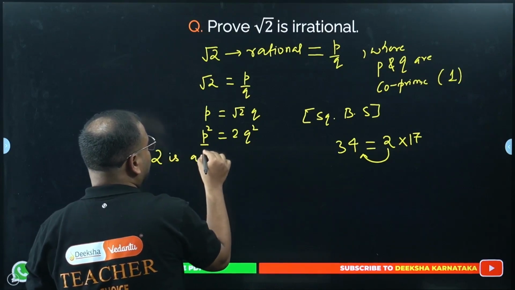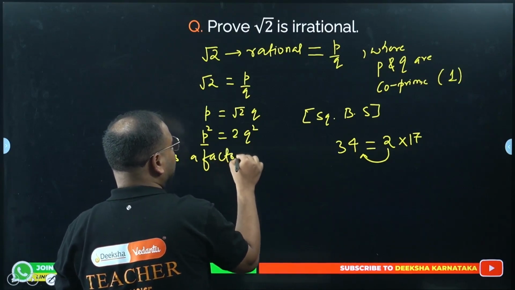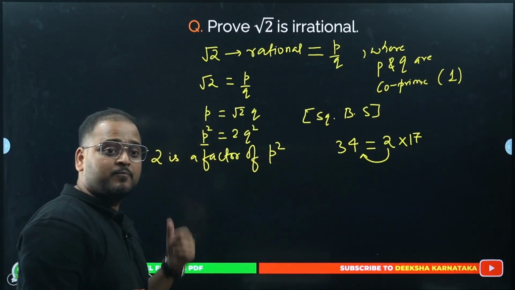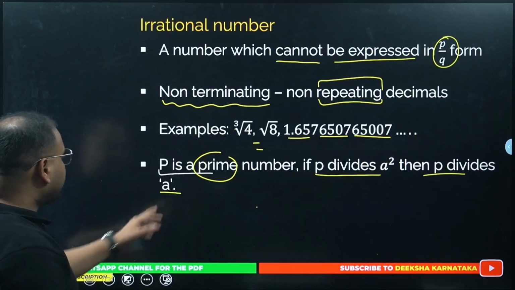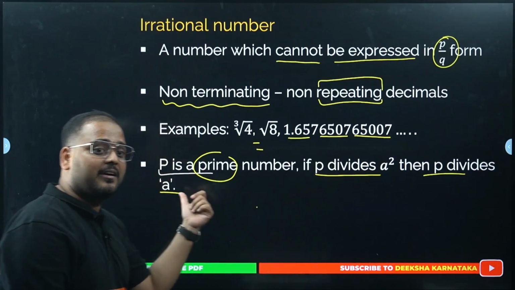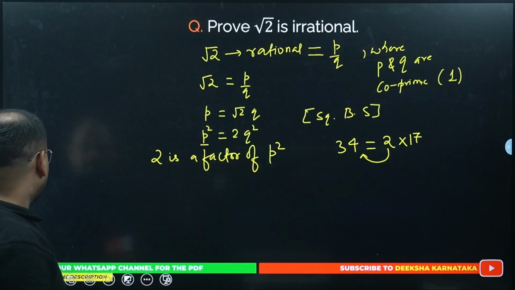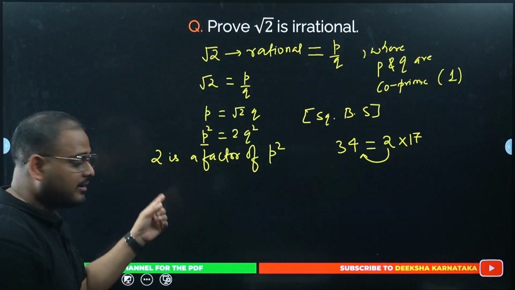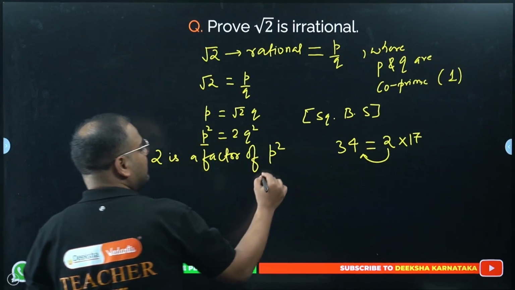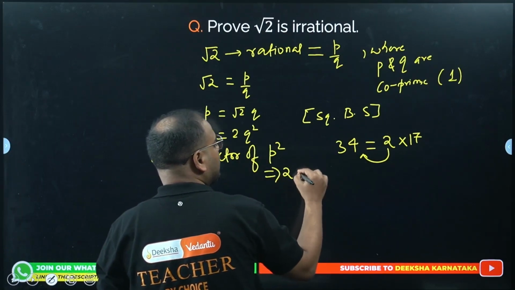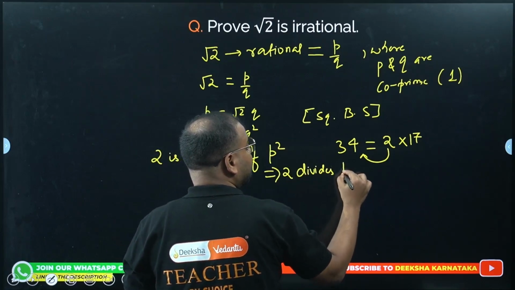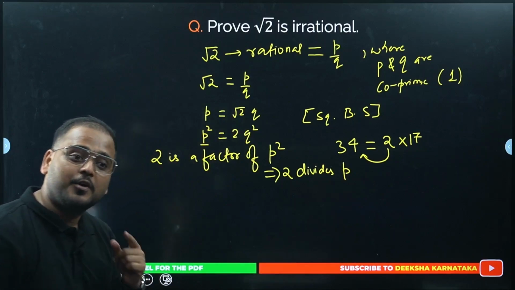2 is a factor of p square. We learned right now, if p is a prime number and p divides a square, then p divides a as well. So if 2 is a prime number dividing p square, it means 2 divides p as well. It will also be a factor of p.